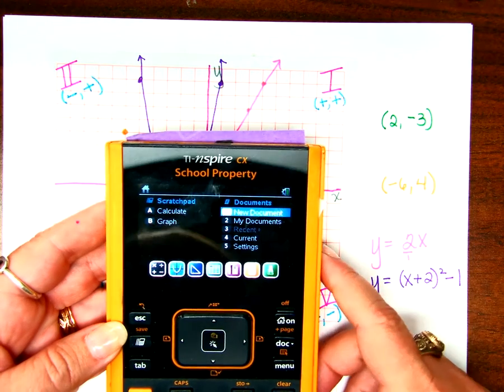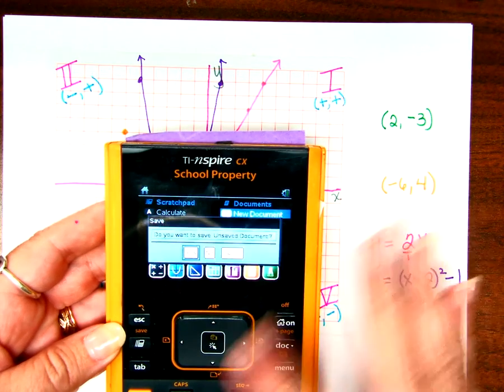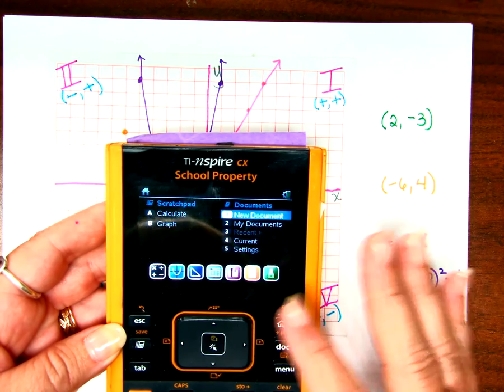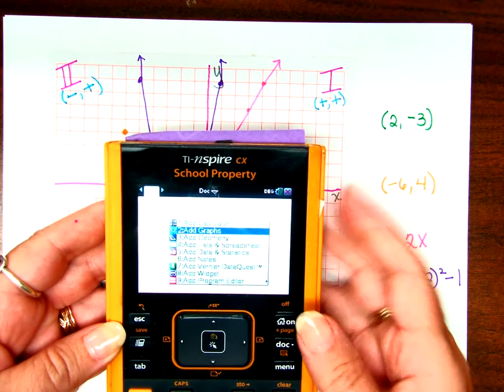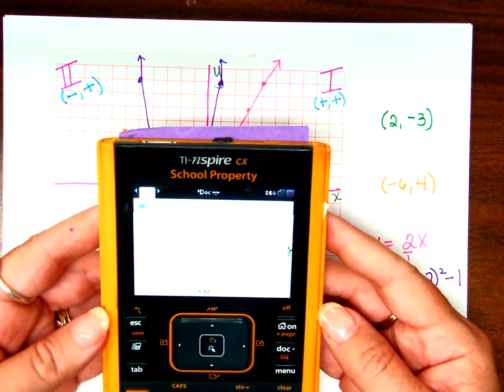So if I start a new document that's a graph, oh please. No, I don't want to save the old one. I want to start a calculator that's a graph. And I want to look at my window. How do I do that?